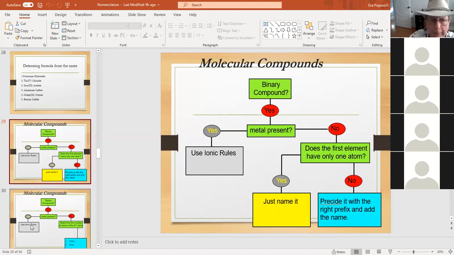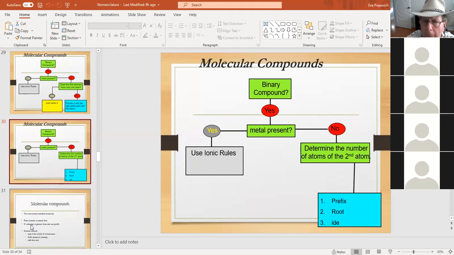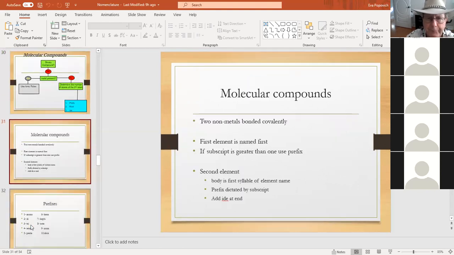So we've got the first element named. Now you look at the second element. The second element will always take a prefix. You take the root of the name, the first syllable of the element name, and add IDE. First element is always named first. If the subscript is greater than 1, use a prefix. Second element, the body is the first syllable of the element name, preceded by a prefix, and you add IDE at the end.